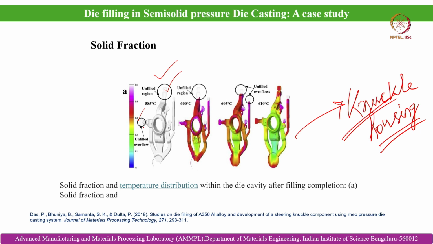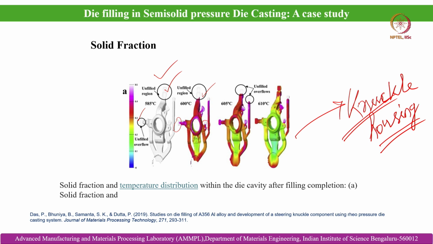And even when we increase the melt pouring temperature to 600 degrees centigrade, we can still see a significant portion of the component is unfilled. Although it is improved compared to 585 degrees centigrade, you can see the overflows are still not completely filled. So we cannot choose 600 degrees centigrade as the pouring temperature of the semi-solid slurry, which has a significant solid content. Solid content based on the temperature we can determine from the solid fraction versus temperature curve for this particular A356 alloy that we have discussed earlier.